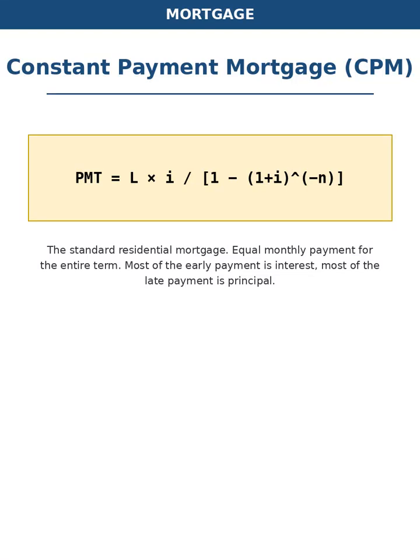Constant payment mortgage, or CPM. The formula is loan principal times interest rate divided by 1 minus (1 plus interest rate) to the negative number of periods. This is the standard residential mortgage. Equal monthly payment for the entire term. Most of the early payment is interest, and most of the late payment is principal. The amortization curve is steep at the start and gentle at the end.